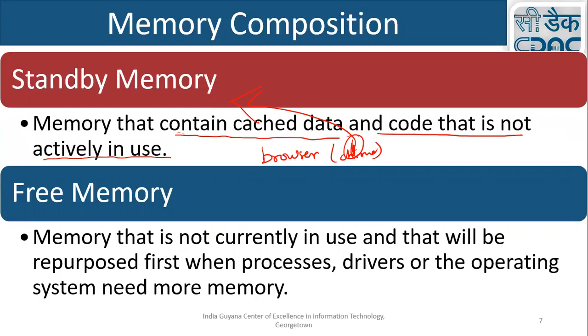If you are not actively using anything, but you keep it inside the RAM, believing that maybe in the future you are going to use that particular data, that data comes inside the standby memory. And free memory is memory that is not currently in use, and that will be repurposed first when processors, drivers, or the operating system need more memory.